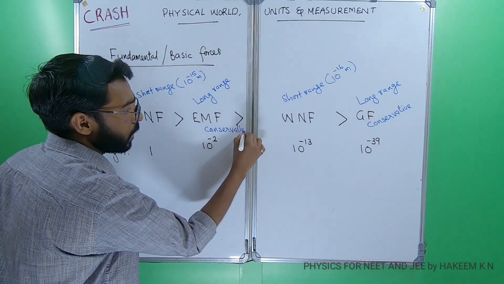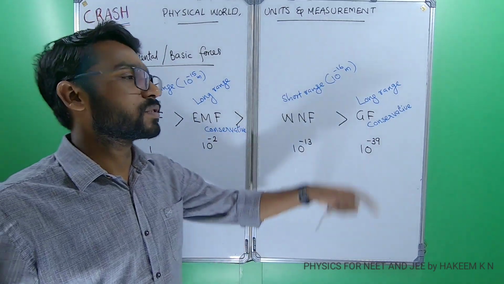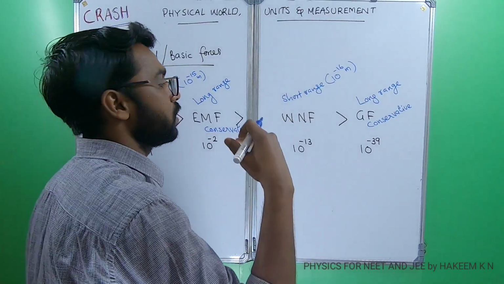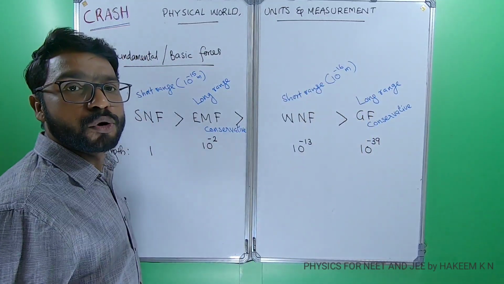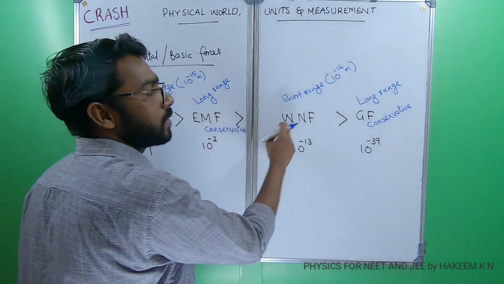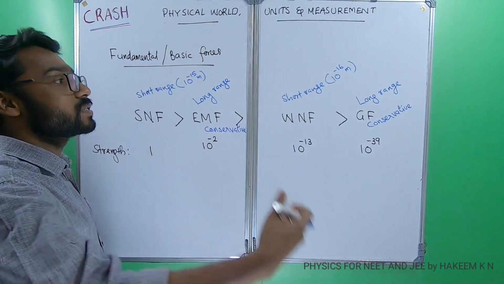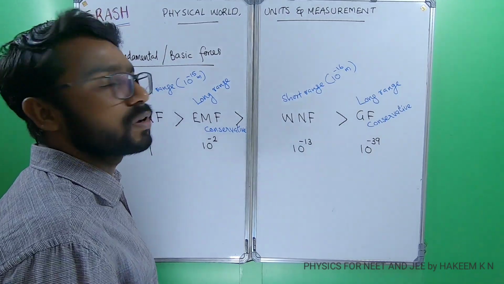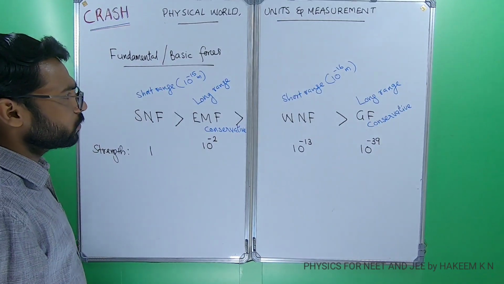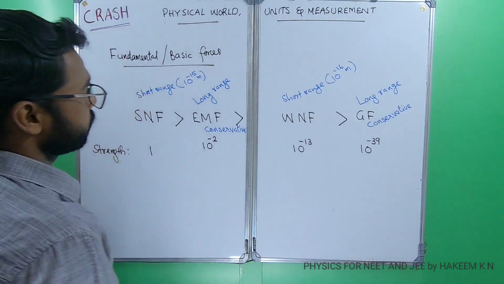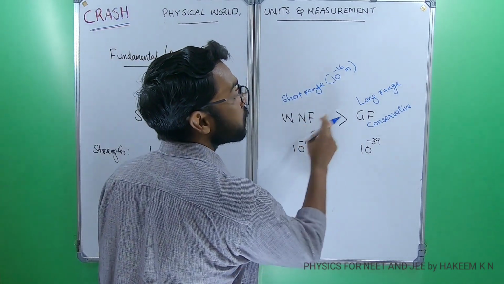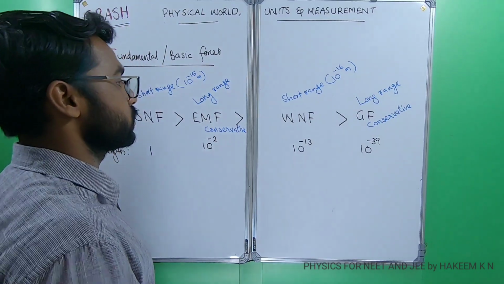Electromagnetic force and gravitational force are conservative forces because mechanical energy will not get lost in the form of heat, sound, etc. But nuclear forces can be converted into sound, heat, etc. We already studied nuclear fission and nuclear fusion. And strong nuclear force and weak nuclear force are non-conservative forces.